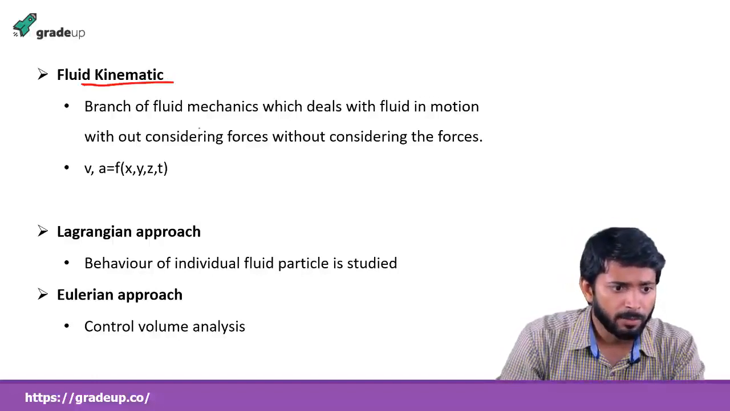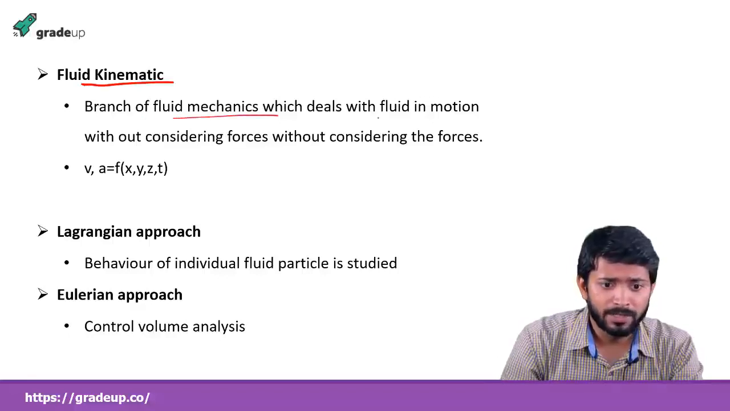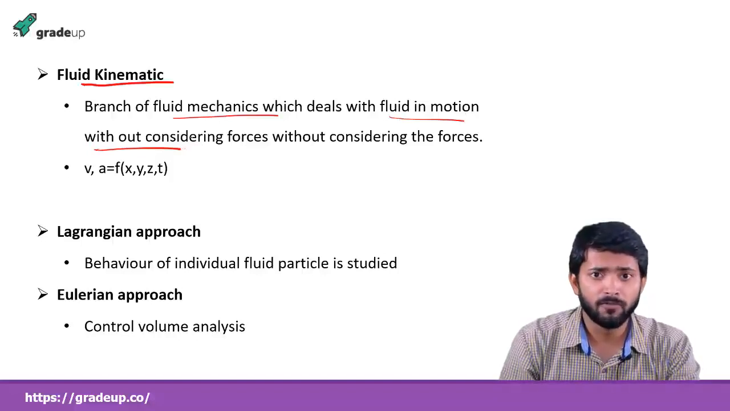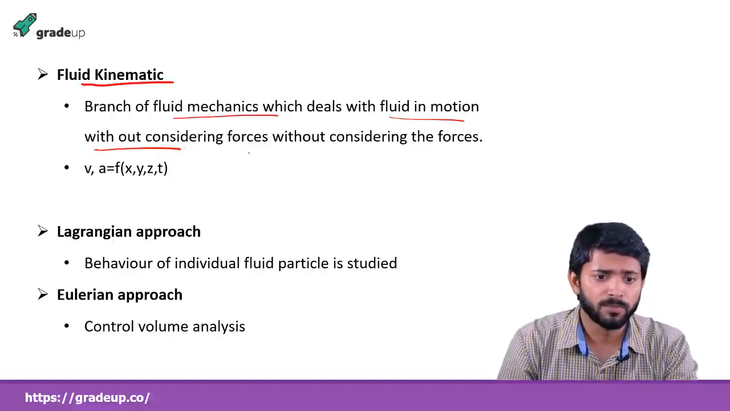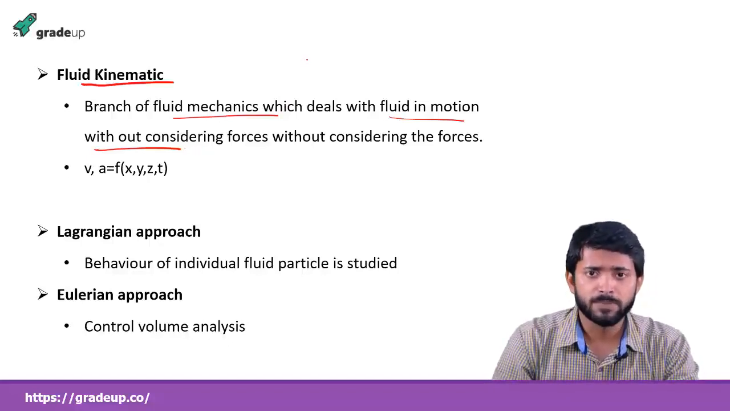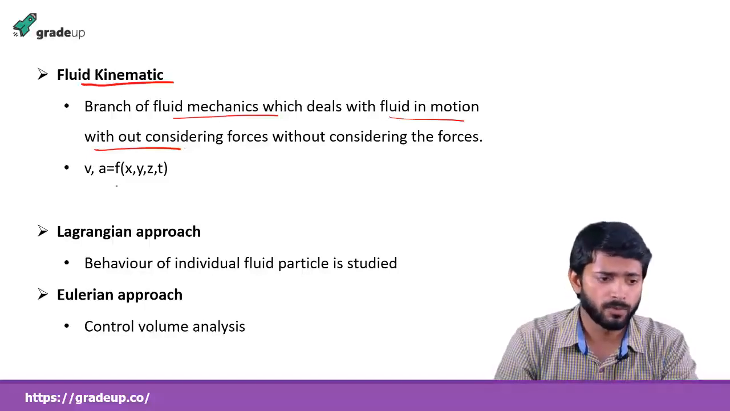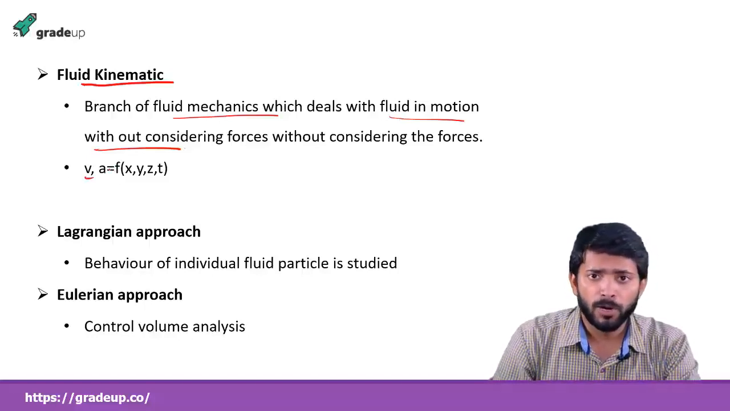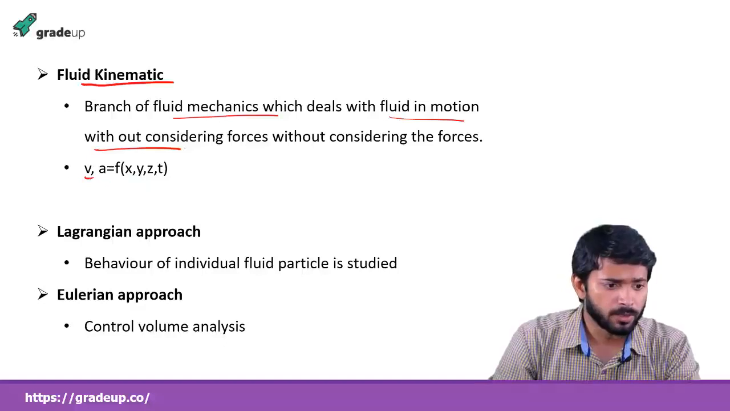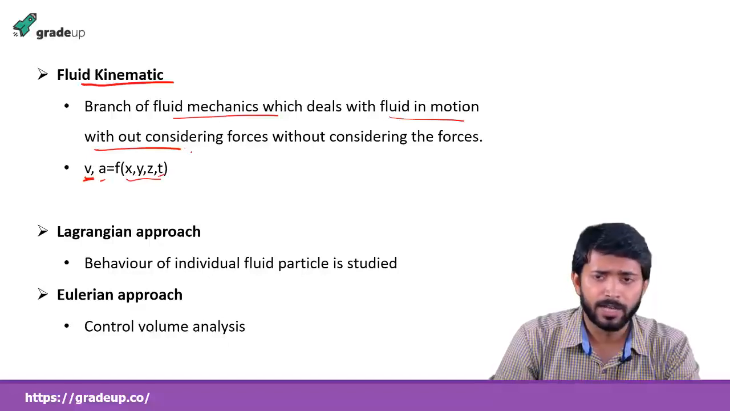So fluid kinematics is a branch of fluid mechanics that deals with fluid in motion without, and this is the important thing, without considering the forces due to which the motion develops. So here we will not focus on the force parts, we will only study the flows. Here the flow properties, the flow conditions like velocity, acceleration, pressure or density, are functions of space coordinates and time. So velocity and acceleration are functions of the space coordinates x, y, z and time.